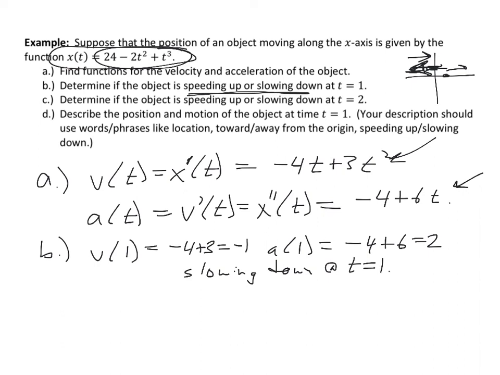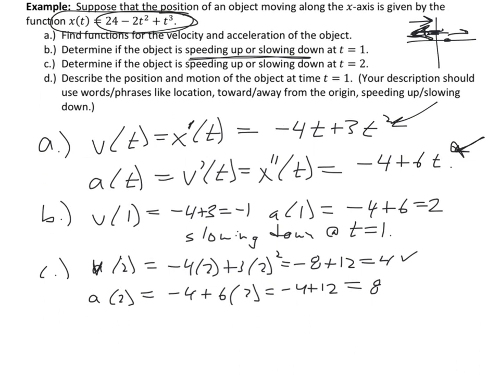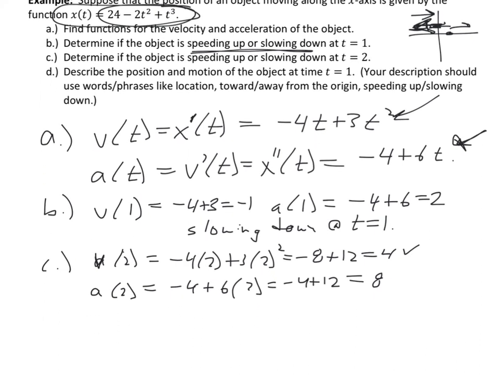Okay. Now, what about the other one? So that was part B. Part C, so what about v of 2? If we do the same problem, again, I come back up here, negative 4 times 2 plus 3 times 2 squared. That's negative 8 plus 12, so my velocity here is 4. My acceleration at time 2, again, I come up to this function, negative 4 plus 6 times 2, that's negative 4 plus 12, which is positive 8. What do we notice here? Hopefully notice these are both positive, so this is speeding up. Speeding up at time 2.